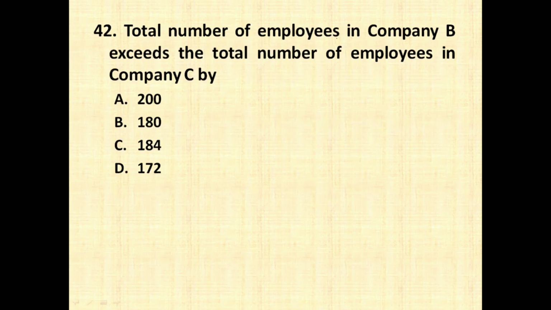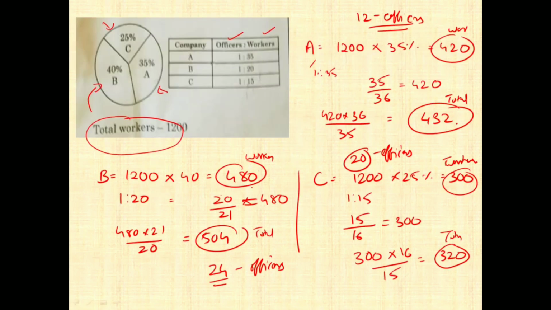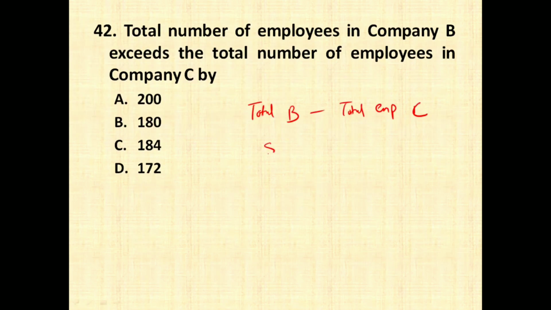Total number of employees in company B exceeds the total number of employees in company C by how much? So to find out total employees of company B minus total employees of company C. Total employees of company B are 504 and for company C it is 320. So to find out the value of 504 minus 320, which is nothing but 184, which is option number C.